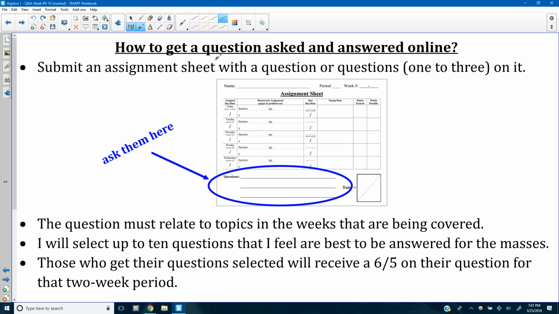Okay, if you ever want to get a question asked and answered online, here's the format and here's what you've got to do. Number 1, you have to submit an assignment sheet with a question or questions on it. So of course, as you're in my class, you submit homework. Every 2 weeks, I ask you to ask me questions right here. Now, I filter through the questions. I don't bother looking at the names. I just look at the questions and then I say, okay, the questions must relate to the topics in the weeks that are being covered. And I will select up to 10 questions to answer.